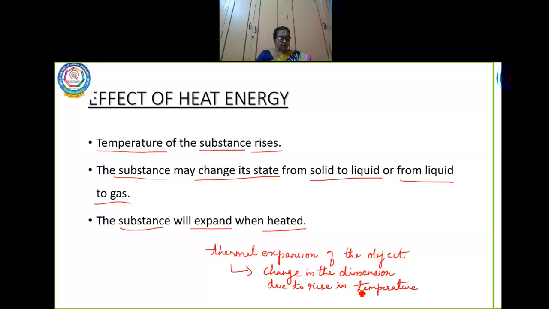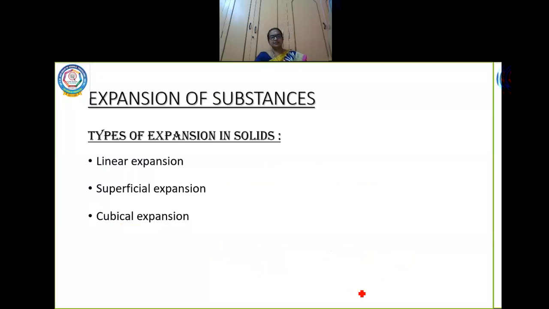Now, the expansion of liquids can be seen when a thermometer is placed in warm water. This is what I was explaining to you. When you keep a thermometer in warm water, immediately the mercury in the tube of the thermometer will start rising. It is due to the rise in temperature, right? All forms of matter undergo expansion on heating. So we are going to go into detail about this expansion of substances.